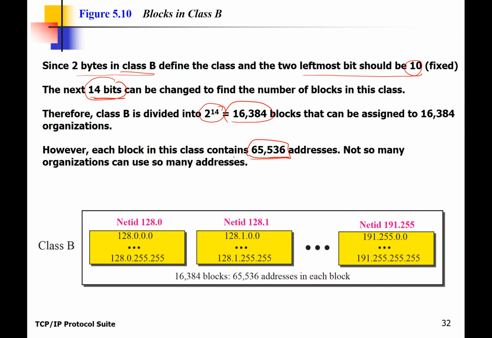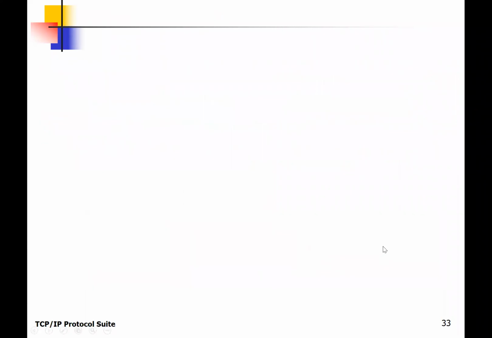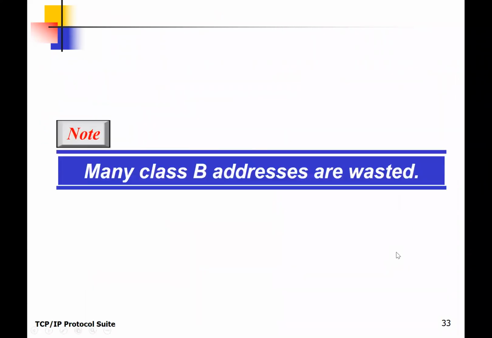Okay, that's why, if you remember in class A, we start with 128, and the last one is 192. All right, so that's a class B. Now, again, the same issue. Many class B addresses are wasted. You assign a company 65,000 addresses, and this company size is 200 hosts. So you're wasting the IP addresses.